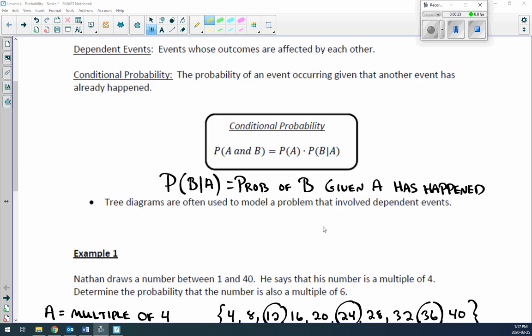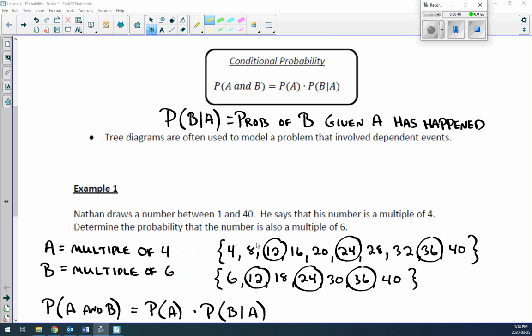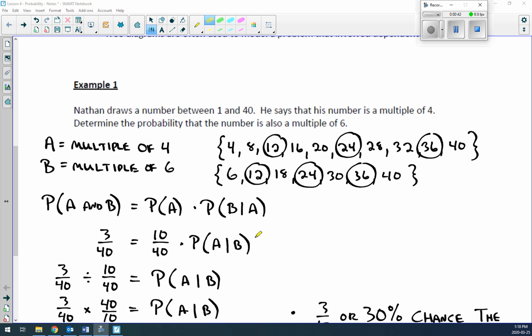So here's the formula for conditional probability. Probability of A and B equals probability of A times the probability of B slash A. Well, what the heck does that mean? Well, B slash A is the probability of B given A has already happened. Now, we often do this with tree diagrams, which are probably the easiest way. Let's look at example 1 here.